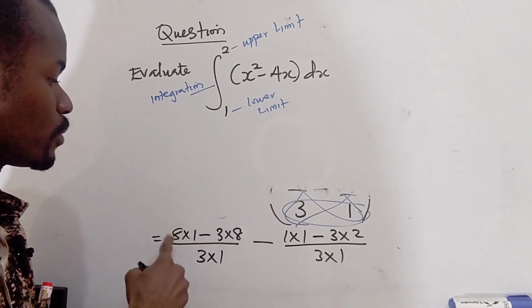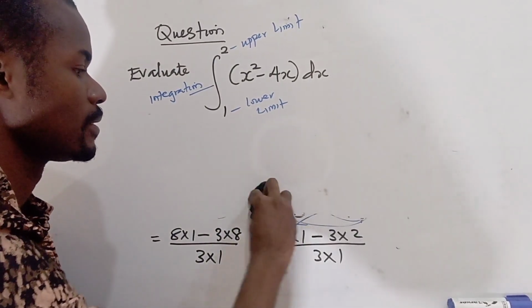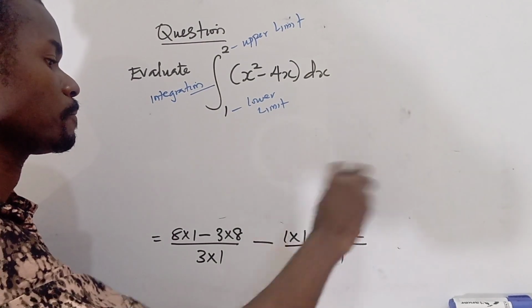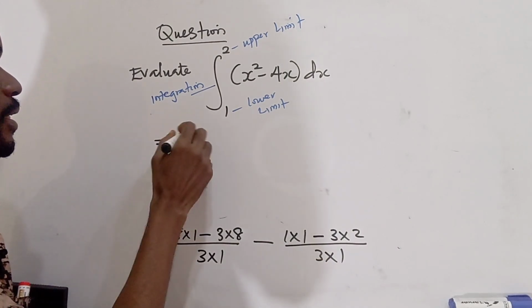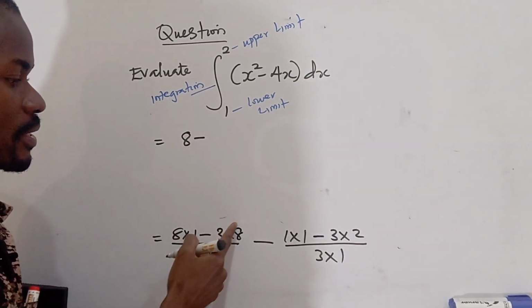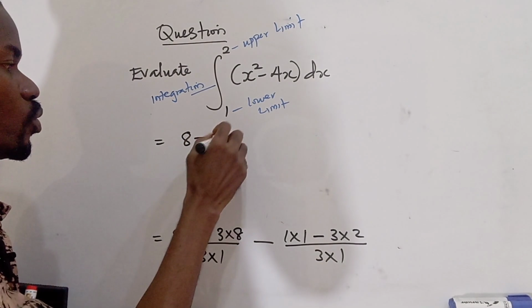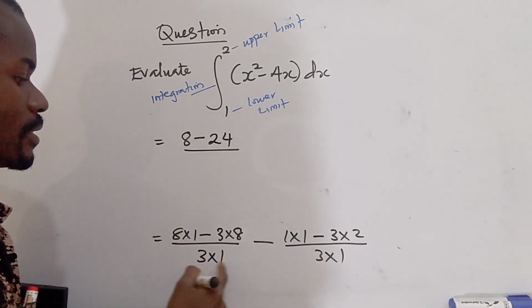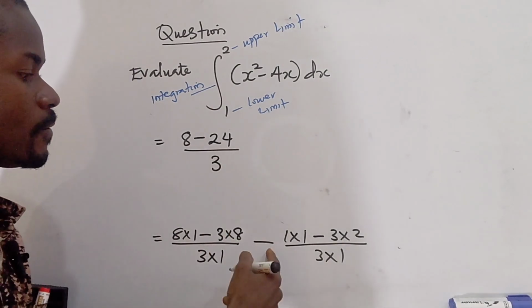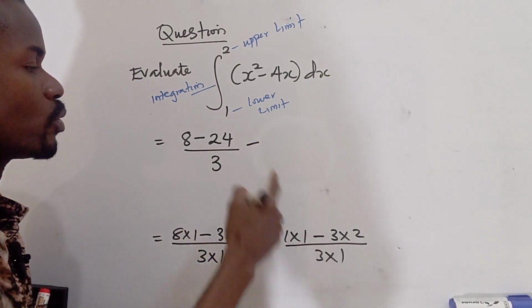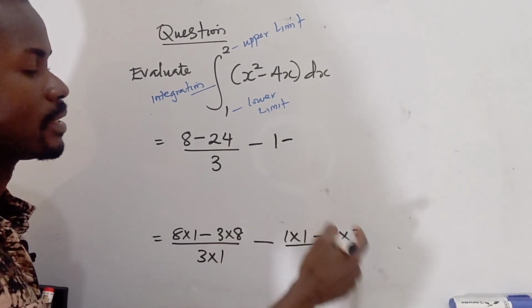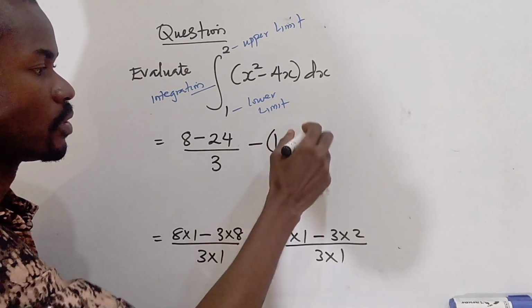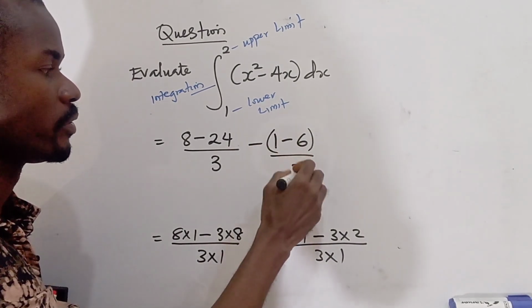So our 8 times 1 is 8, right? Our 8 times 1 is 8. So I have this as 8 minus 3 times 8, which is going to give us 24. Divide 3 times 1 is 3. So all this minus 1 times 1 is 1. So minus 3 times 2 is 6. Okay, all this divided by 3.